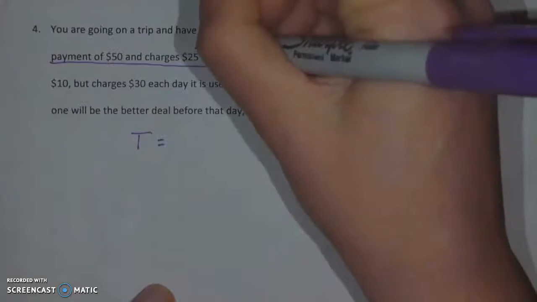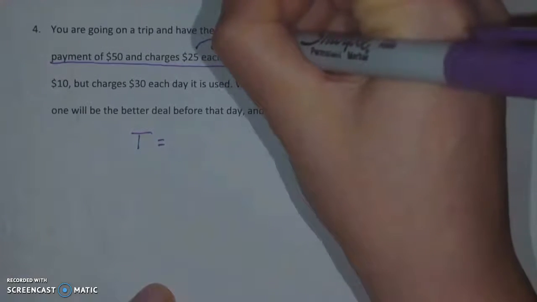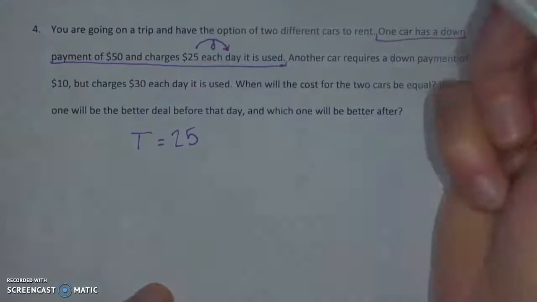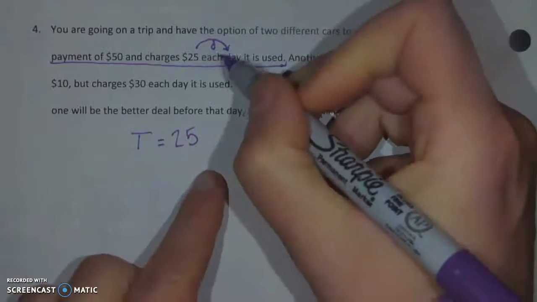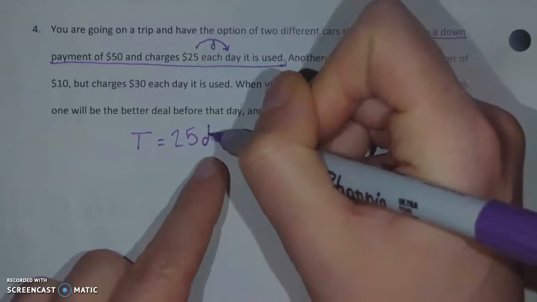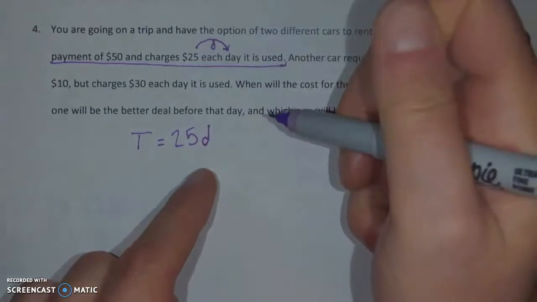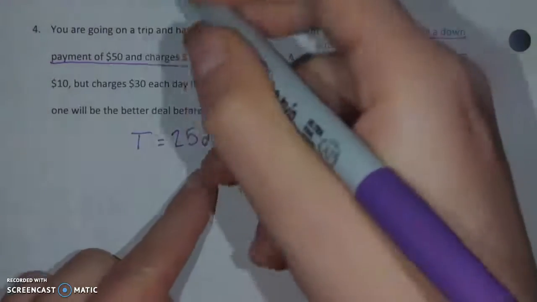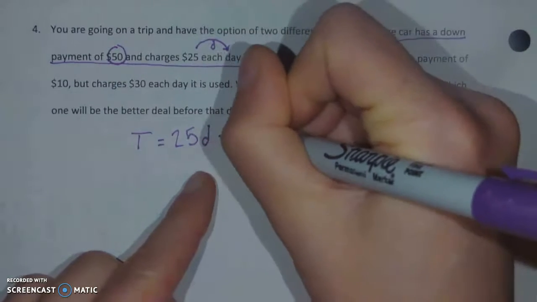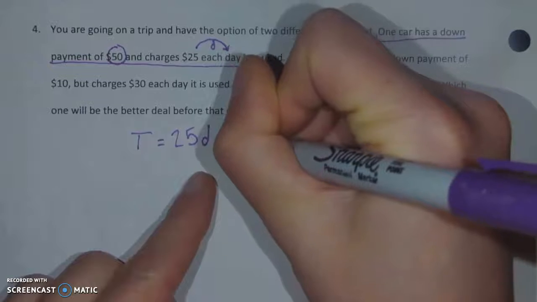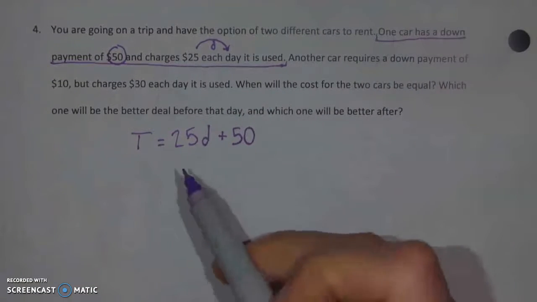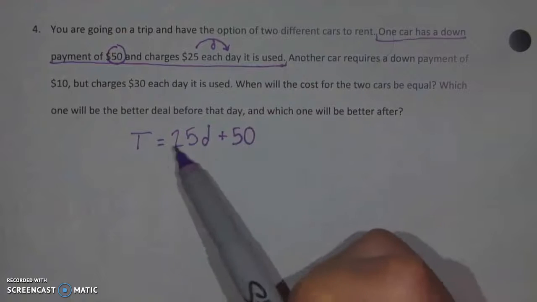I know that when I'm talking about each day, that means that this is a rate of change, and as we like to call it, a slope. And I'm going to pay that repeatedly. So that means I'm doing 25 times the number of days I'm gone. And this other number, 50, is just a starting amount. We pay it one time and we are done. So that means I'm just going to add that. That would be an intercept. And so I end up with a slope-intercept formula using different variables.